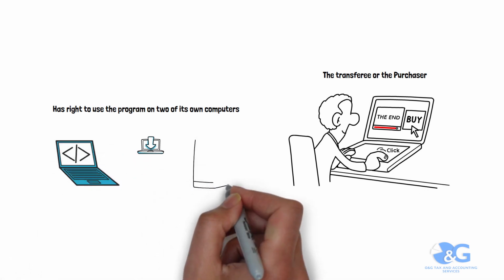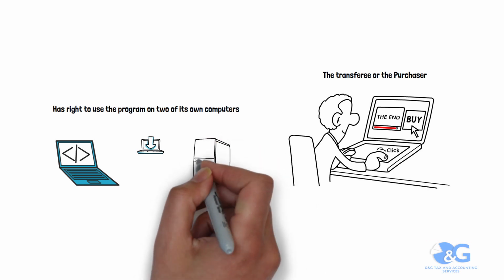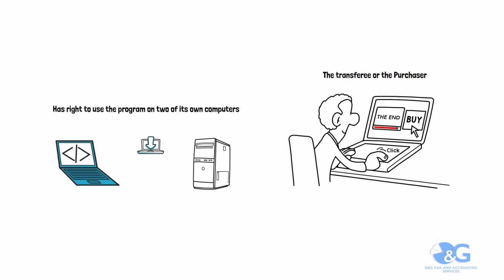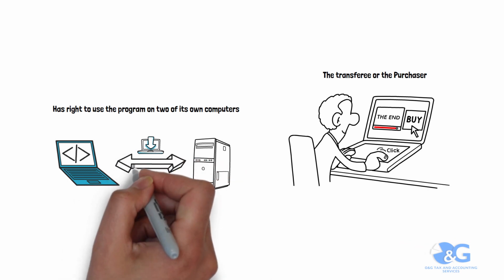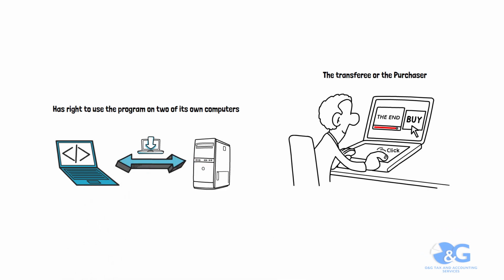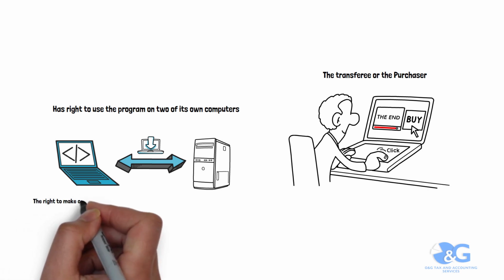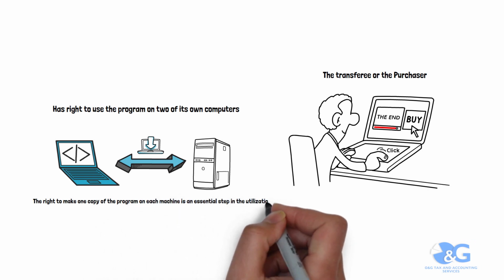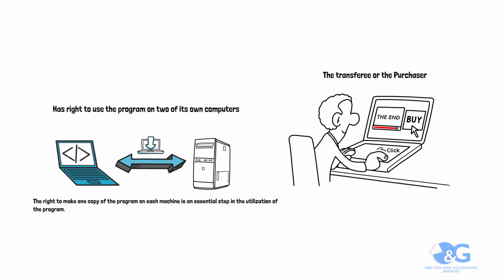Meaning that if they use it on the laptop, only one copy can be used at one time. If you're using it on a laptop, you cannot use it on a desktop. But you can use it on a desktop, and then you have to forgo using it on a laptop. So it can be used one at a time, not simultaneously. And second, the right to make one copy of the program on each machine as an essential step in the utilization of the program. So this right is also provided.